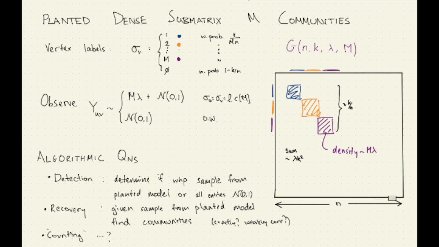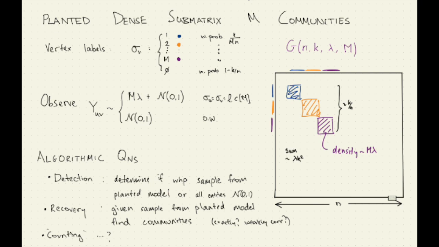So instead of having one planted community, we want to have m planted communities, such that the total sum is the same as in the one planted community case, right? And so if you think about how you would do that, now we're going to have the vertex label. So we still want the total size to be approximately k, right?